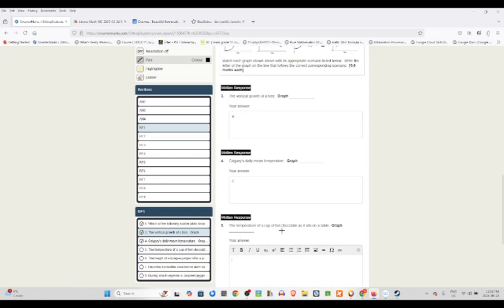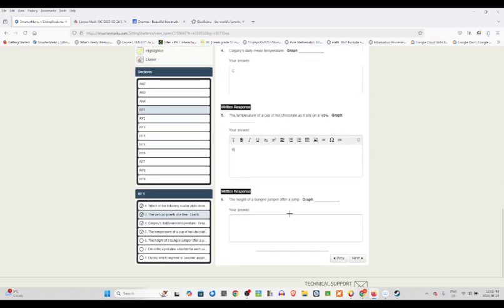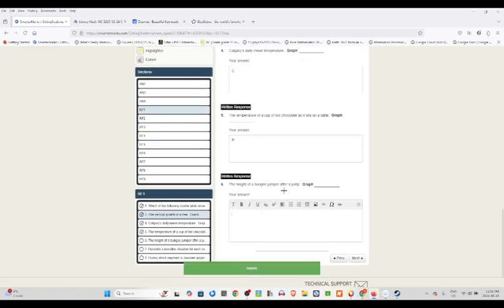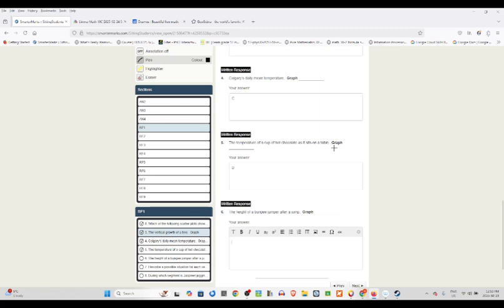The temperature of a cup of hot coffee as it sits on a table. This is going to gradually increase. So that's B. And the height of a bungee jumper after a jump. Well, they're going to go up and down and up and down. So that's D.